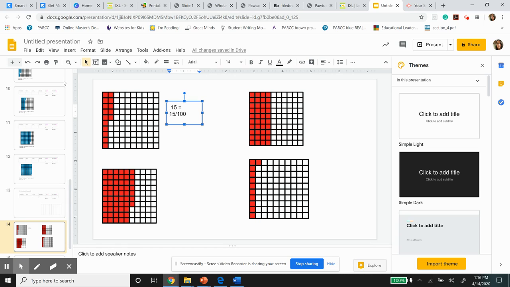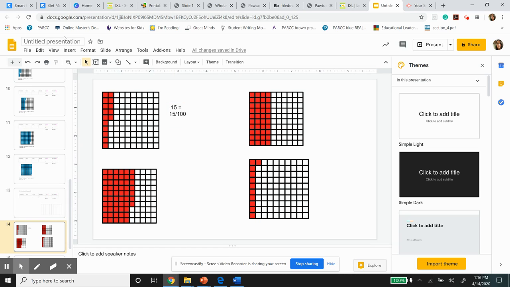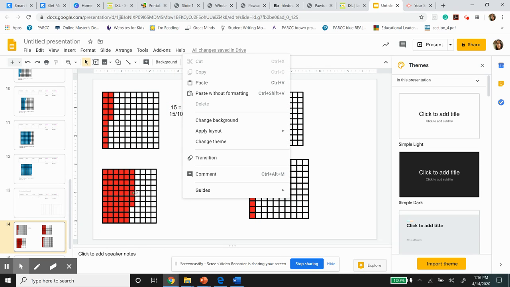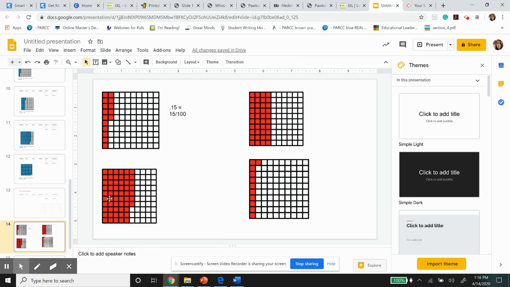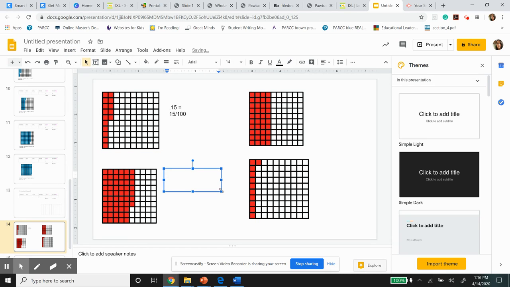Okay, let's look at this one. All right, what would this be as a decimal? Okay, so let's see, 1, 2, 3, 4, 5, so that's 50. And then 1, 2, 3, 4, 5, 6, 7. So 57, right? So 0.57. It looks like that as a decimal. This is what it looks like as a fraction.